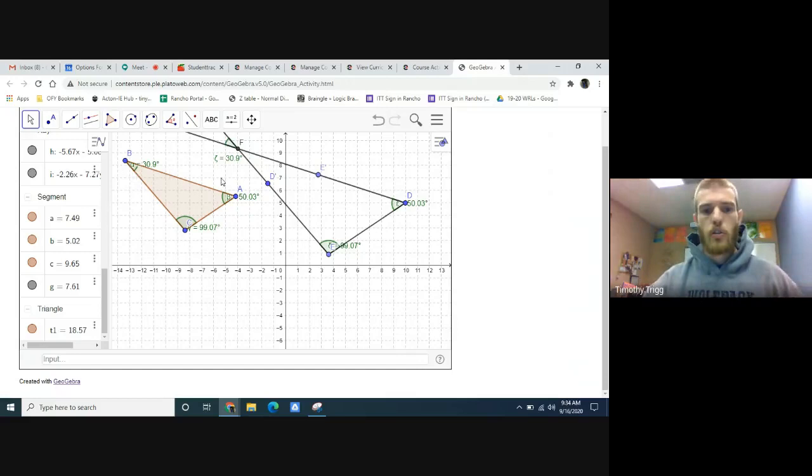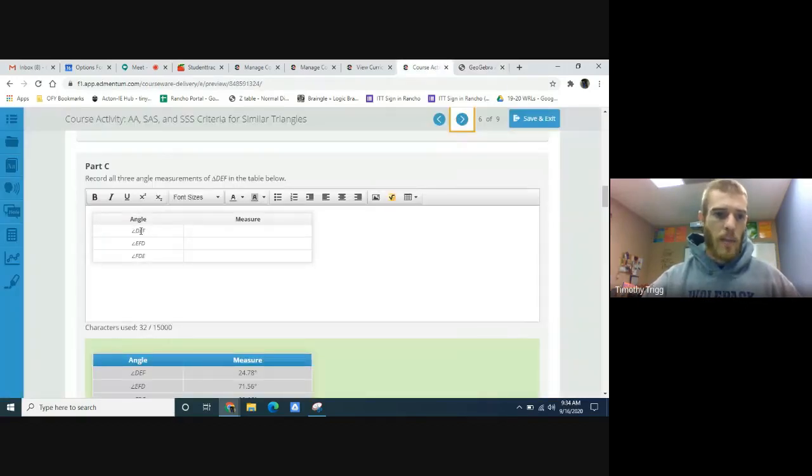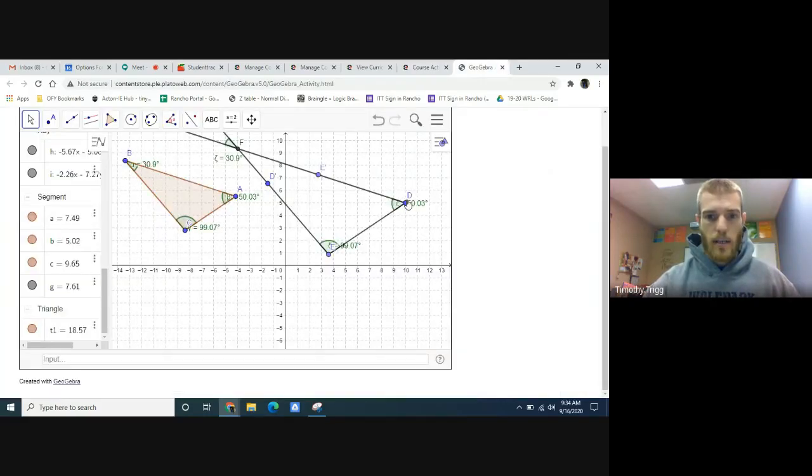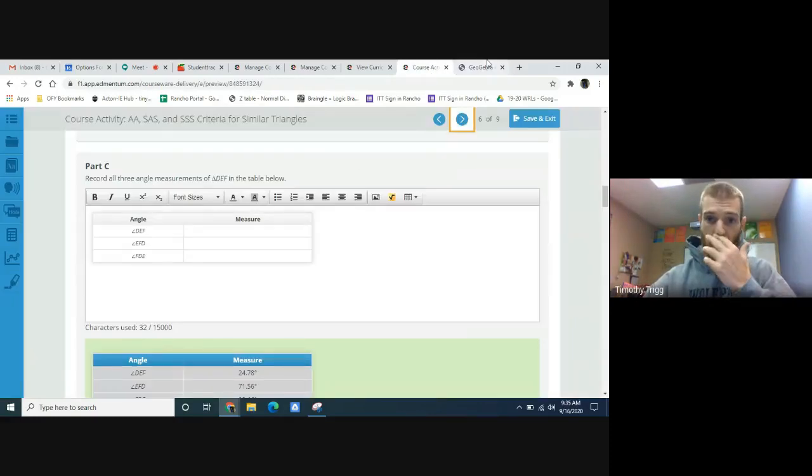So that's how you know you did it right, is all the angles should match all the angles from this one. So that's good. Now I want you to record those angle measures right in here. And remember the DEF is this one, DEF. So that's this one. So that's 90.07, 99.07.